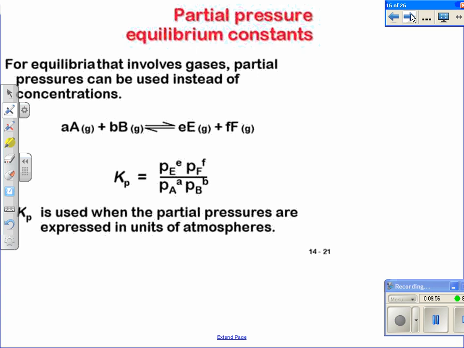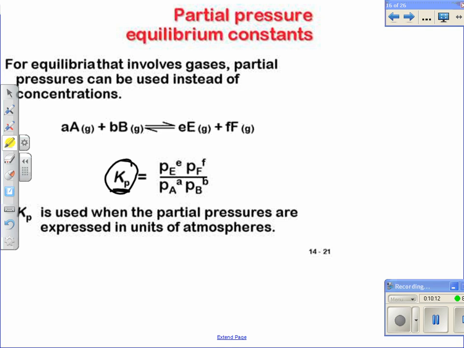One of the things they can have you do is ask you for Kp. Kp is an expression of gas pressure. So if they give you all gases, you can do it either for Kc or Kp. If you decide to do it for Kp, the symbols are different.